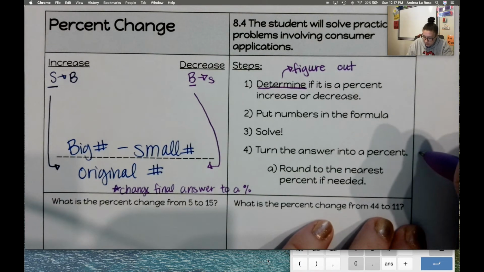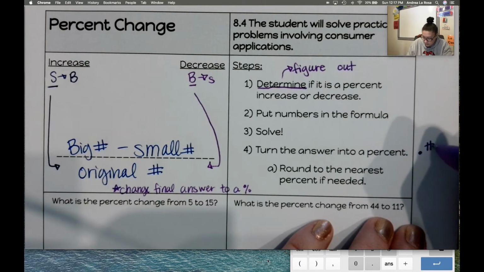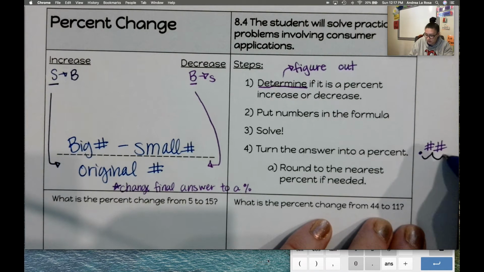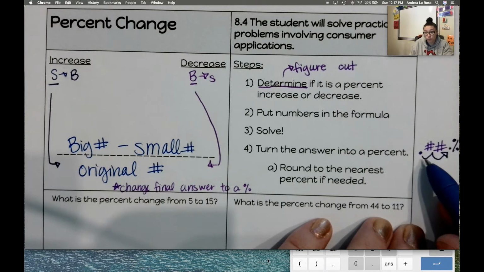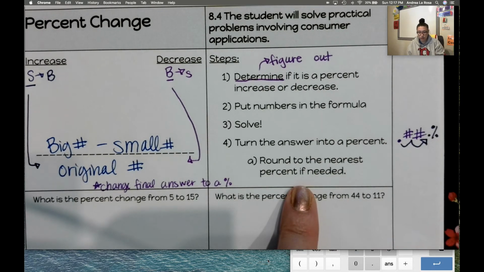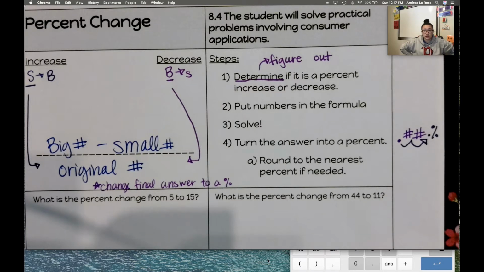So if we have a decimal, we move it to the right, and then add a percent sign. And then we're going to want to round to the nearest percent if we need to. We typically don't like to see decimals in our percents, so we're going to round to the nearest percent, the nearest hundredths. Okay, there are the steps. That's what we need to do. Now let's do it.